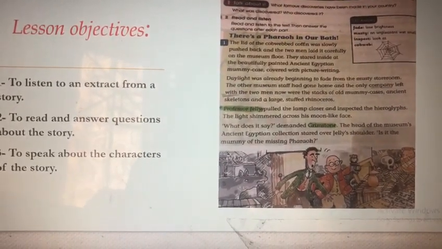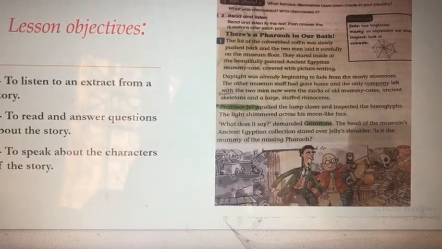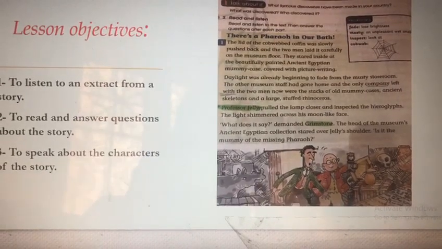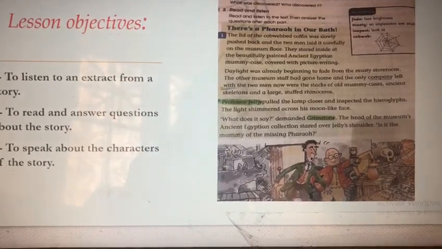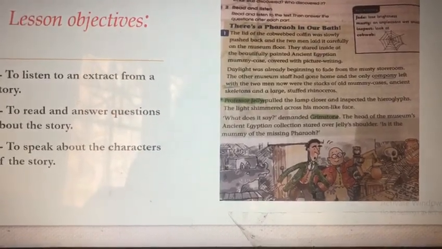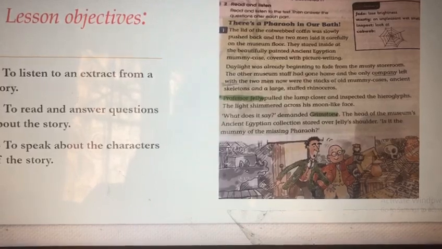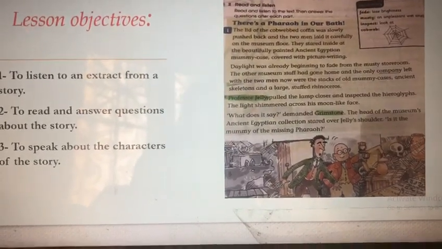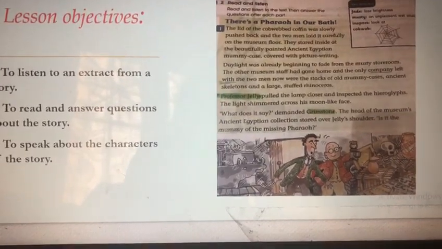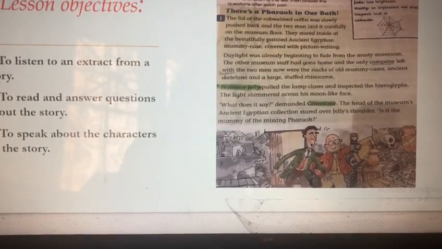Yalla, quickly. So Grimston is the principal, the manager, or let's say the head of the ancient Egyptian museum. Okay, and which one do you guess is Grimston? Can you guess? And which one is Jelly?